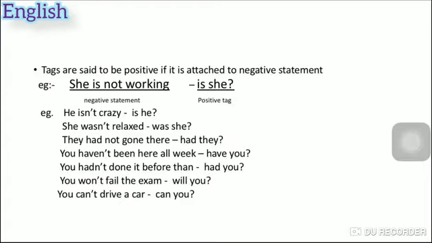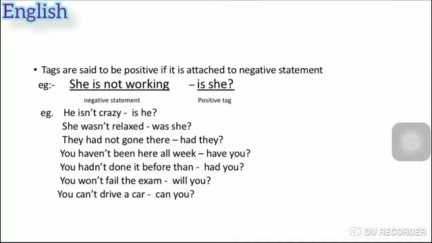Next example, she wasn't relaxed, was she? They had not gone there, had they? You haven't been here all week, have you? You hadn't done it before then, had you? You won't fail the exam. Will you? See, won't doesn't mean would. It's will plus not converted to won't. You won't fail the exam, will you?